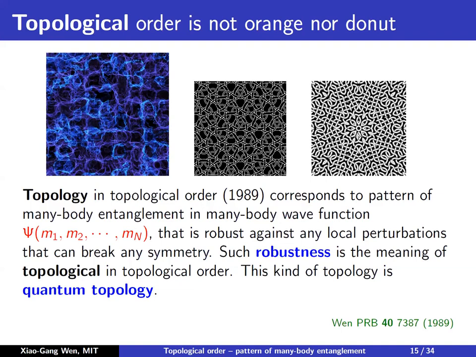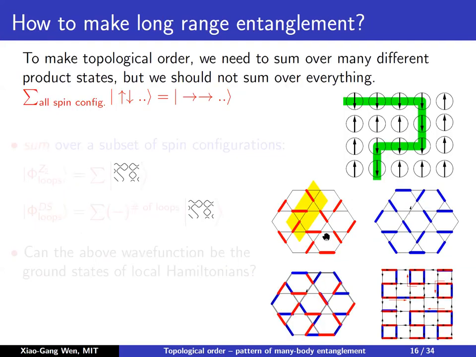Tomorrow I will discuss some of this, and try to argue that the mathematical foundation of a topological order is not orange and donuts, and is not a fiber bundle, but actually it's tensor category theory. So it's a different kind of mathematics.